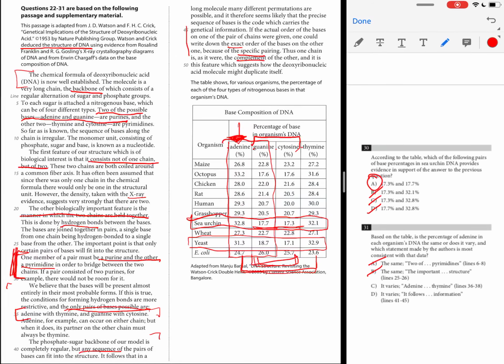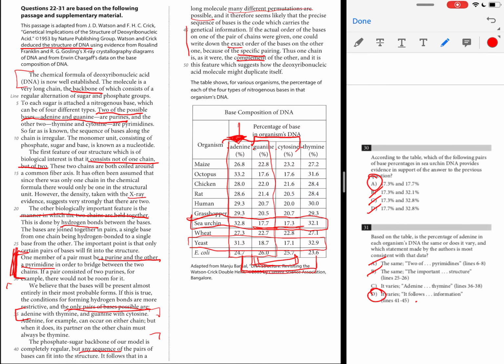And that's going to start lines 41 to 45. It follows that in a long molecule, many different permutations are possible, and therefore it seems likely that the precise sequence of bases in the code which carries the genetical information. Okay, so many different permutations are possible. This does support the possibility of different amounts of adenine, and so I'm going to choose D.